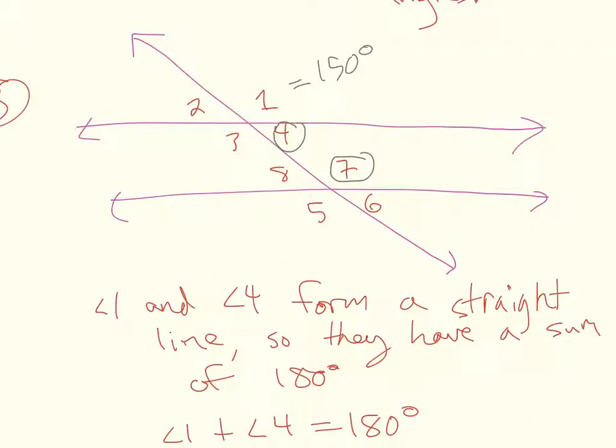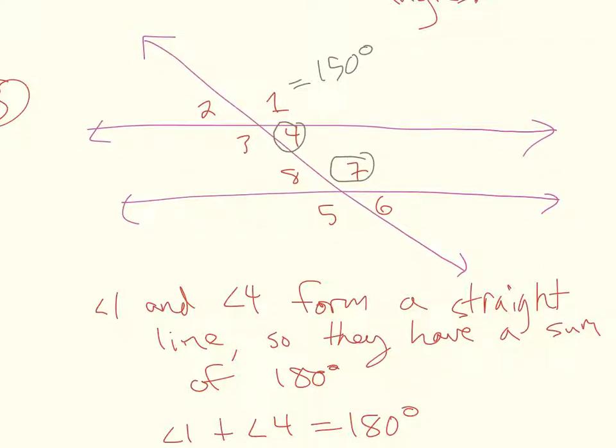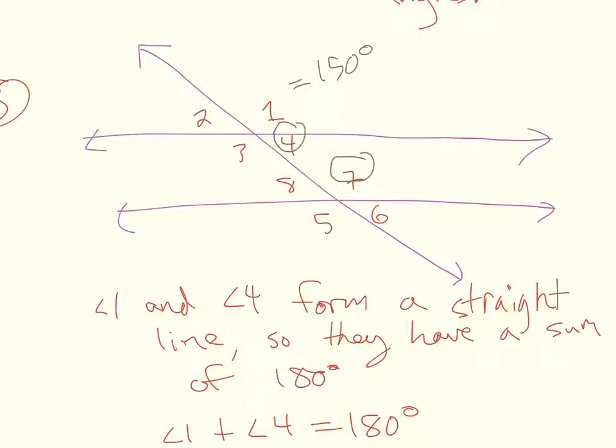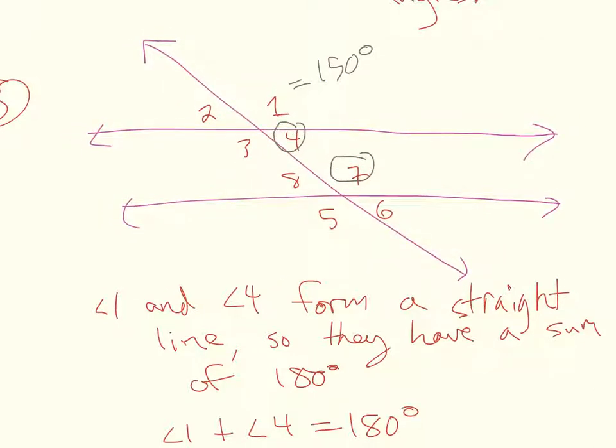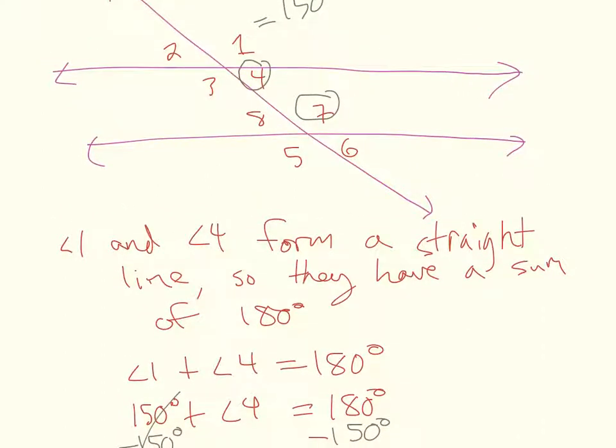And then you know that angle 7 and angle 1 are both corresponding angles. They're in the same position in different sections. So once again, angle 1 and angle 7 are in the same position in different sections. So these are called corresponding angles, and corresponding angles are equal. So angle 7 also has to be 150 degrees.